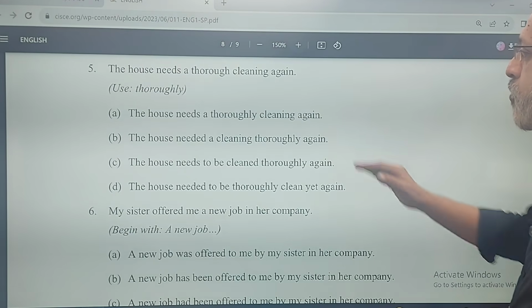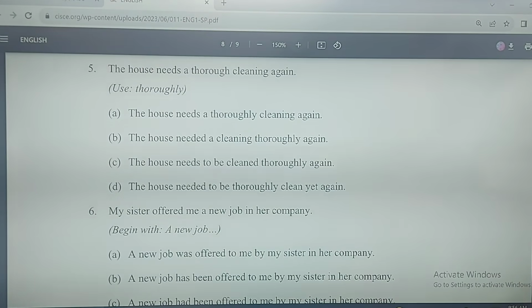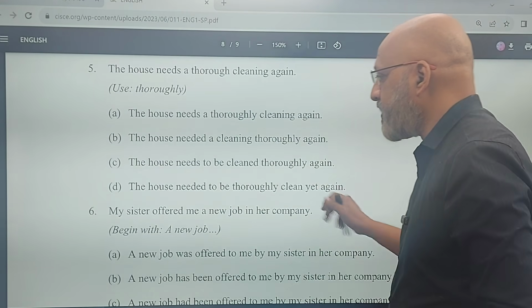The house needs a thorough cleaning again. Thoroughly. The house needs a thoroughly cleaning again. No. The house needs a cleaning thoroughly again. No. The house needs to be cleaned thoroughly again. The house needed to be thoroughly cleaned yet again. Fifth ka option C.